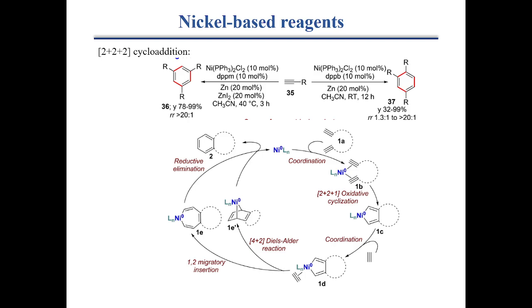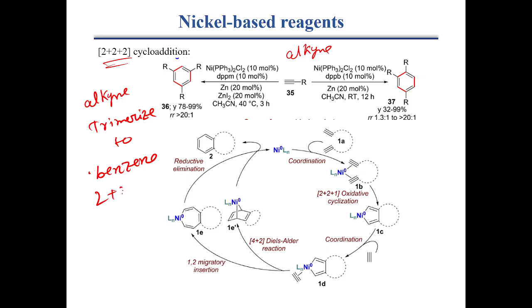Now I am going to discuss the nickel-based reagent. So this is a 2 plus 2 type of cyclization reaction. In the presence of alkyne and nickel, the alkyne trimerizes to benzene. That is the cyclization reaction. So what is the mechanism?